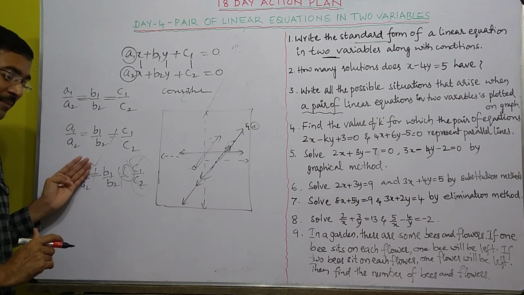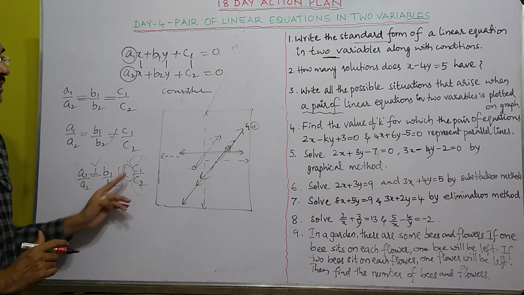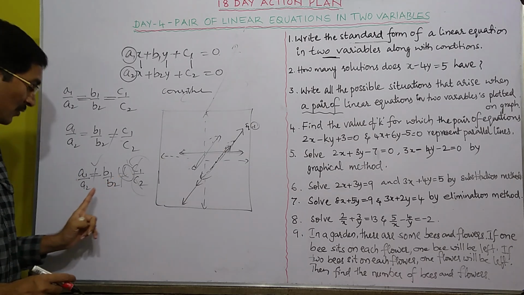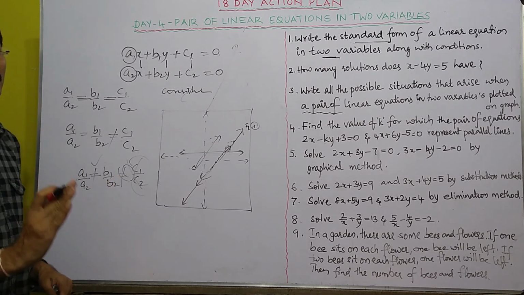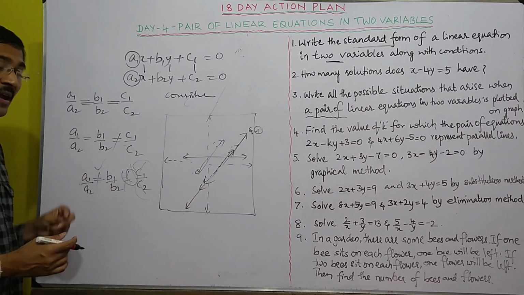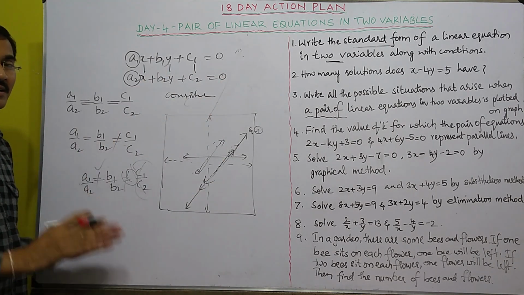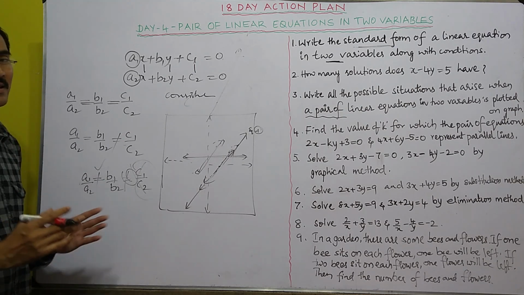That means if a1 by a2 is not equal to b1 by b2, the graphs will be intersecting lines. There will be only one solution. So we can say they are a consistent pair of linear equations. And based on these criteria, all this chapter runs. And that is how we learn it very interestingly. Thank you.